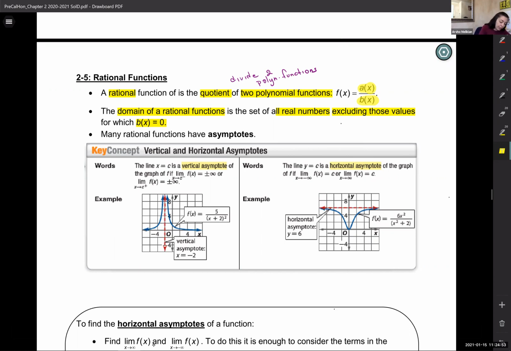And because of this, many rational functions have asymptotes, and they could be either horizontal or vertical asymptotes, right? All right, do we remember what asymptotes were? These are lines that the function approaches but never reaches, never touches, okay? And instead of approaches, we say that the function comes exceedingly close to, but never touches.